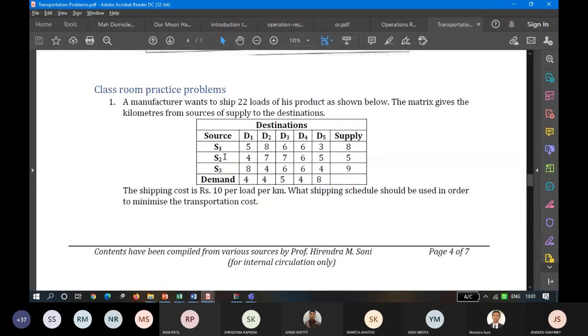So this is the first one. A manufacturer wants to ship 22 loads of his product as shown below. The matrix gives the kilometers from sources of supply to the destination. The shipping cost is 10 per load per kilometer. What shipping schedule should be used in order to minimize the transportation cost? Can we try solving it? Now you guys know the method.